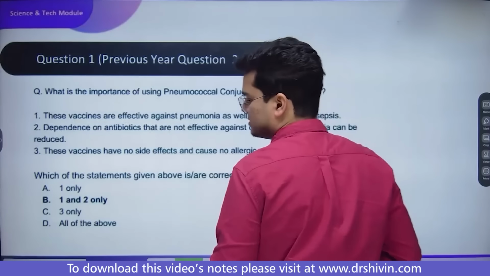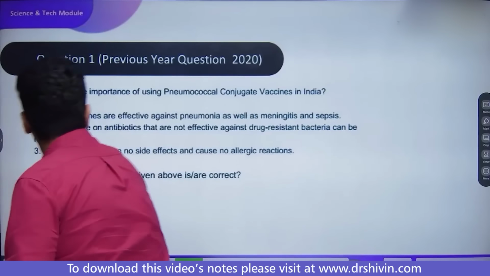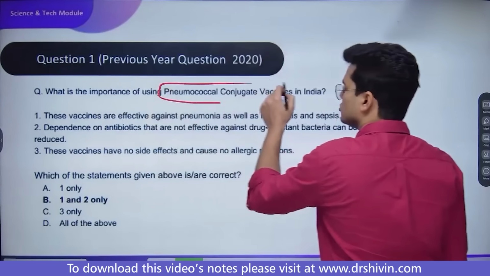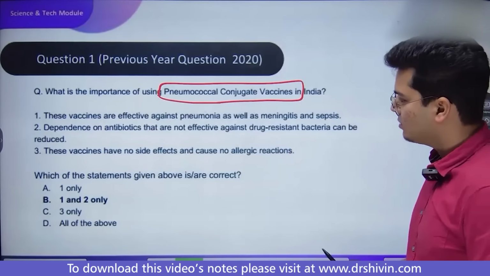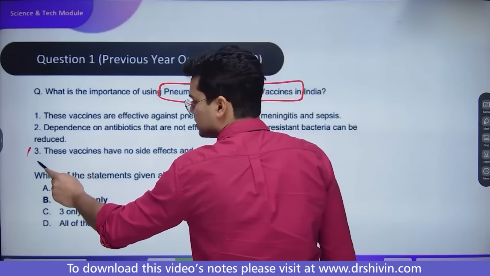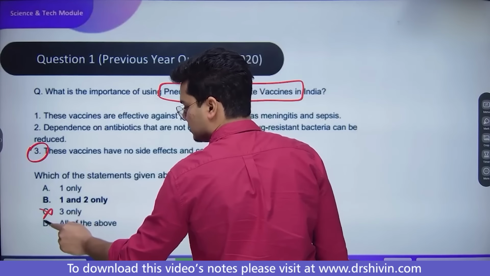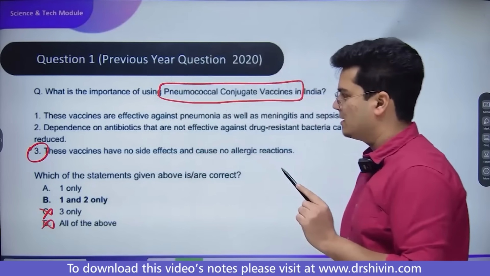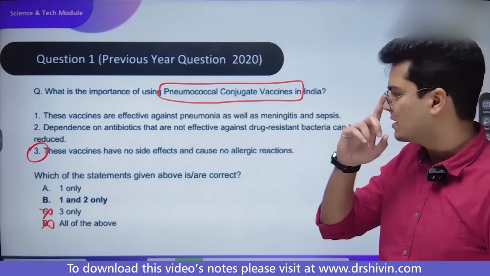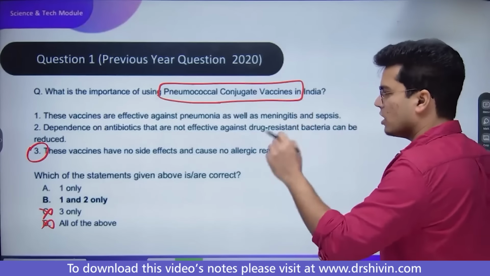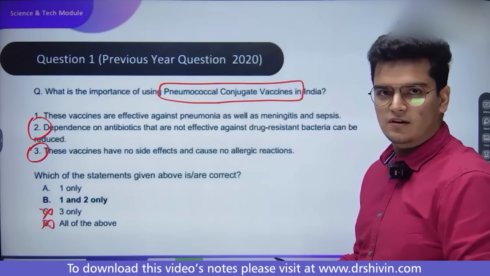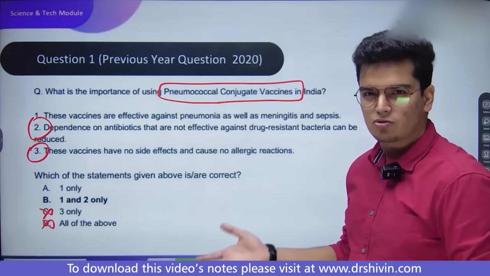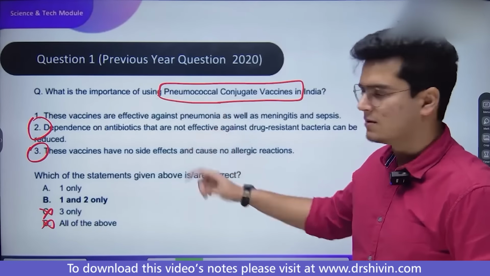First is, what is the importance of using pneumococcal conjugate vaccines in India? An easy way to do this is you see the third statement and say it cannot be C or D, right? Now you don't need to read the first statement. Now it's all about the second statement. I have put this question first because this was the toughest question. I have already told you the rest, this is the tough question.